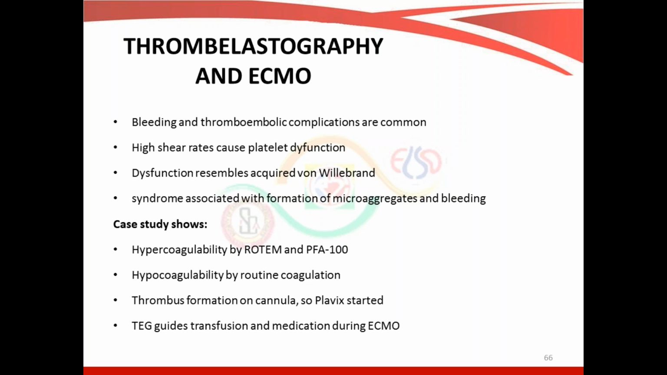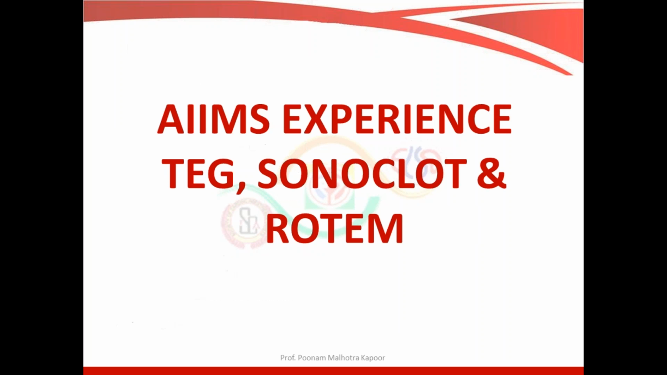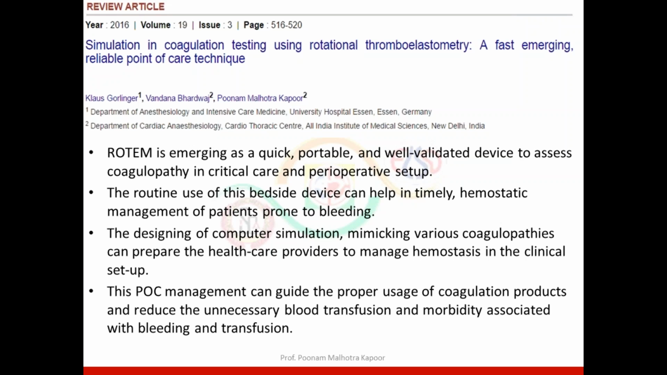So when you have a thrombus coming in, particularly at the cannula site or on the cannula, that's also a time to start low molecular weight heparin. So this is a lot of studies at AIIMS. Our experience with TEG, SonoClot and ROTEM, particularly in the last 2 years, has increased. We have been using thromboelastometry as a reliable point of care technique for most of our patients.